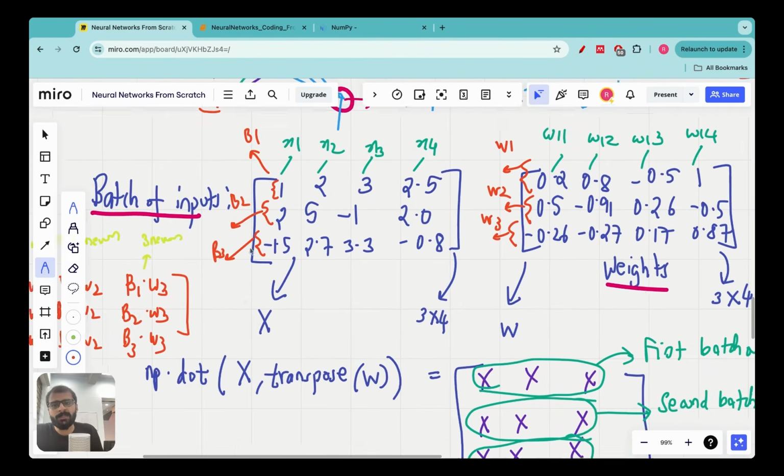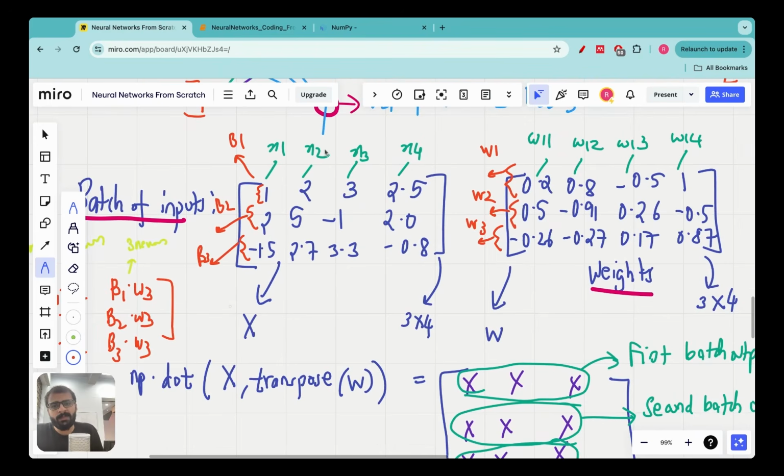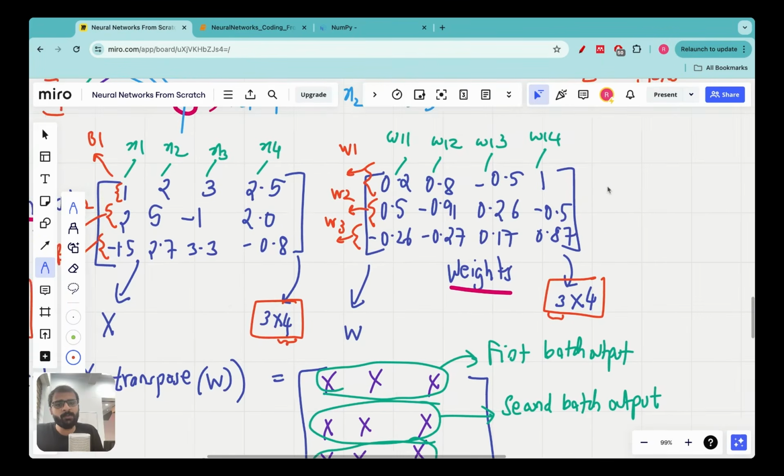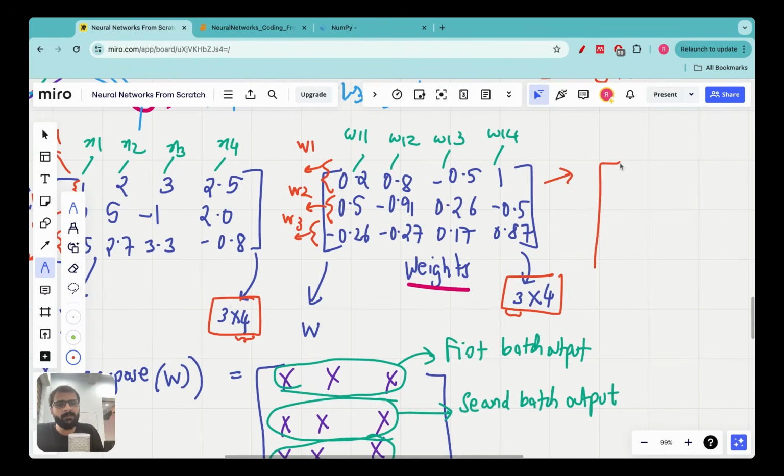In fact, it is just the multiplication of this matrix with the transpose of this matrix. If you directly multiply these two matrices, they won't multiply because the dimensions of X are 3 by 4 and the dimensions of W are 3 by 4. So the columns of the first matrix do not align with the rows. But if we take the transpose of this, the column will be 0.2, 0.8, -0.5 and 1. So now the column will be W1.